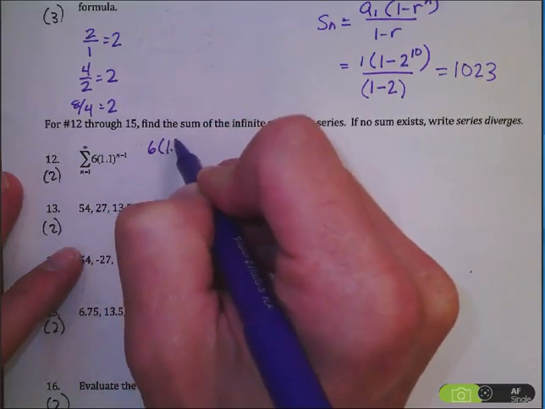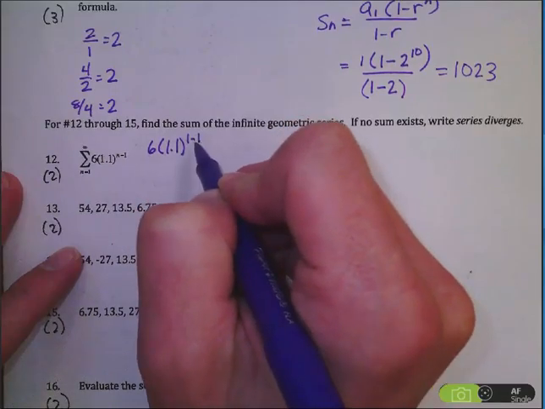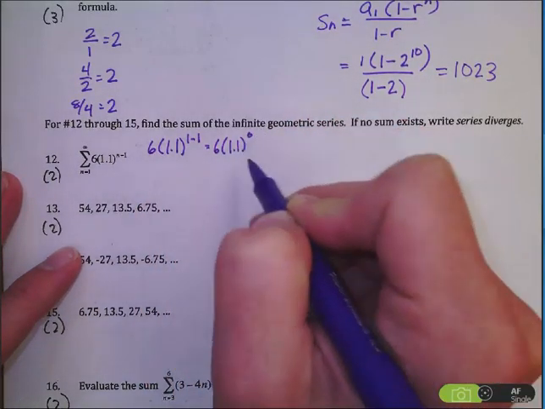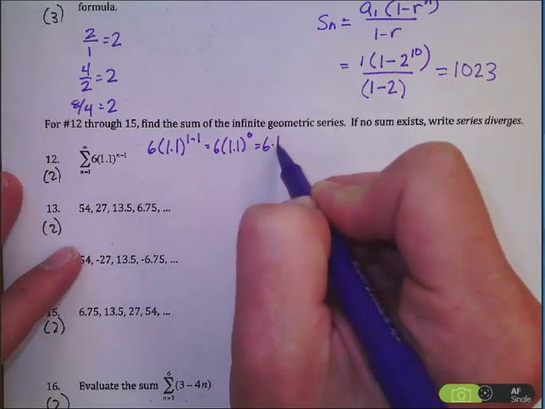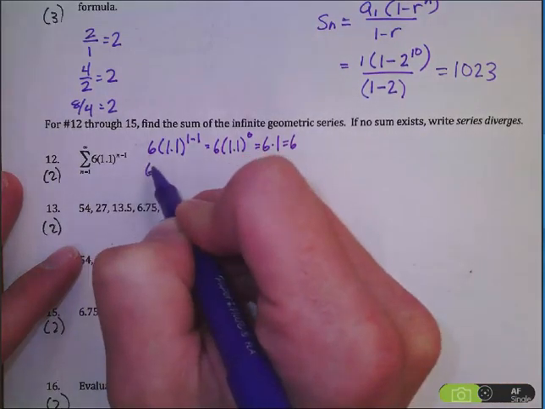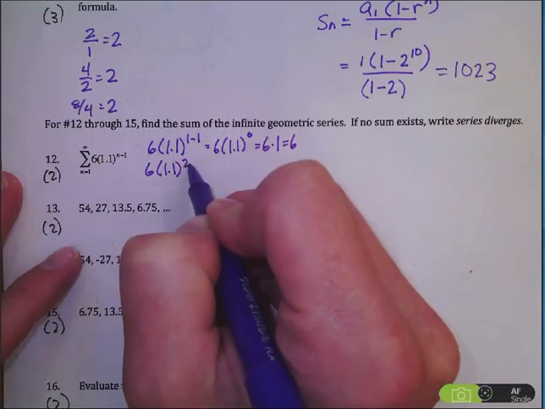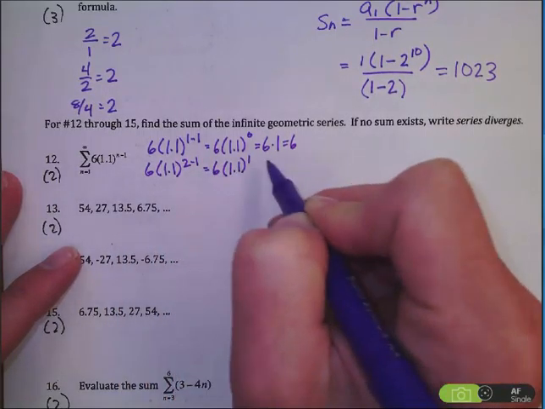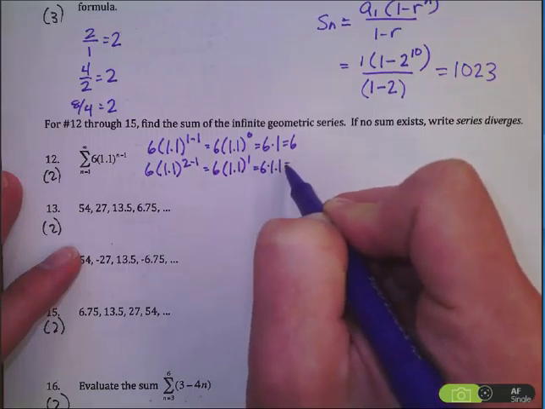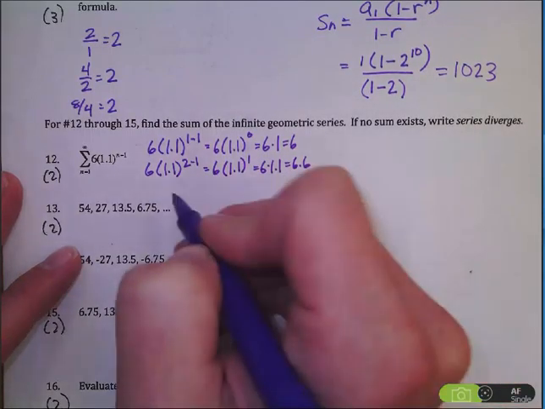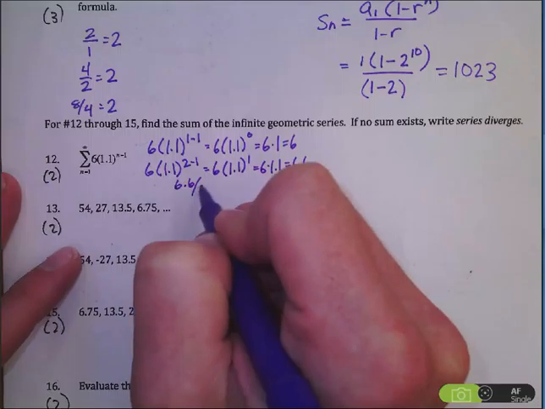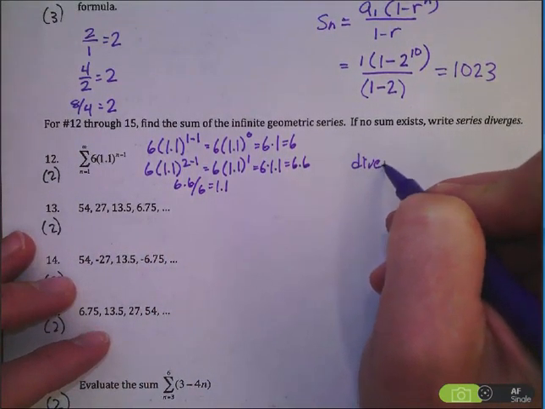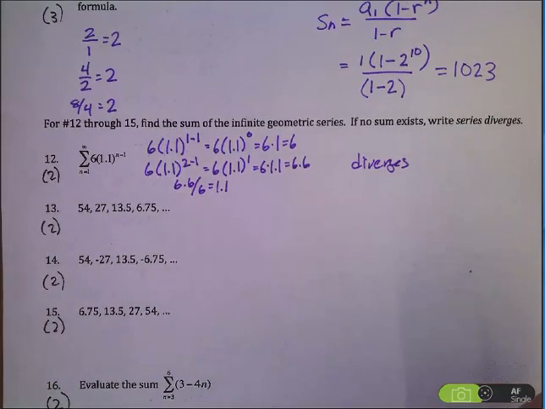If you plug 1 in for n in this problem, you get an exponent of 0. You get 6 times 1.1 to the 0 power, which is 6 times 1, or just 6. To find the second term, you do 6 times 1.1 to the 2 minus 1 power, which is 6 times 1.1 to the first, or just 6 times 1.1, which is 6.6. If you divide these two terms, you get your ratio of 1.1. It's too big. The series diverges because r is not between -1 and 1.